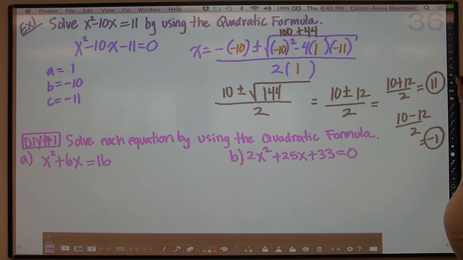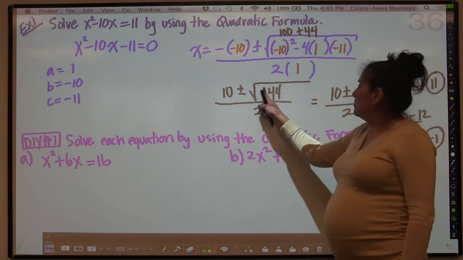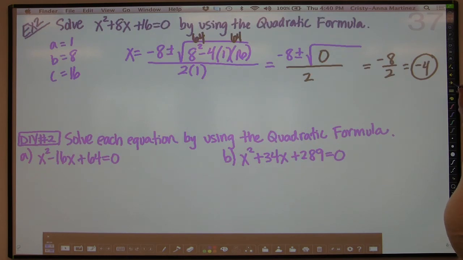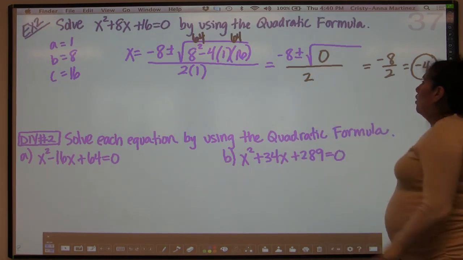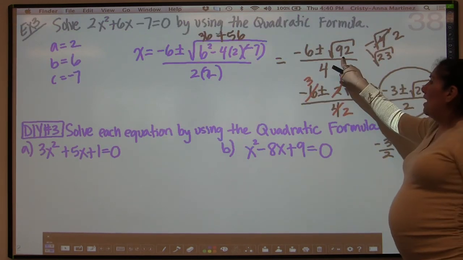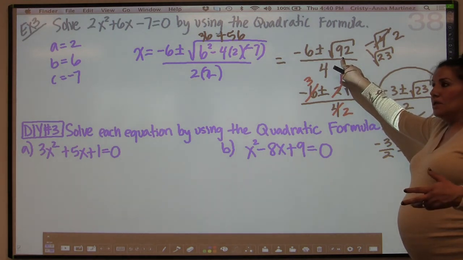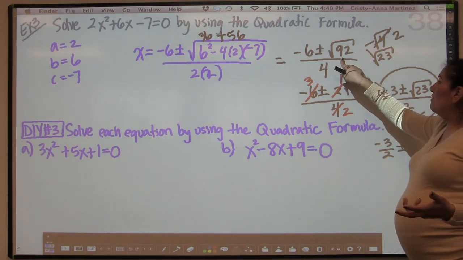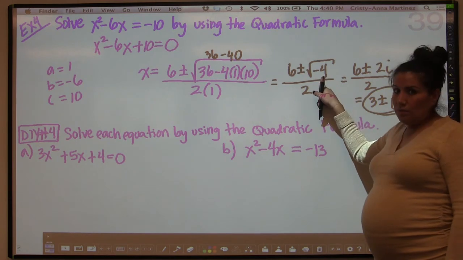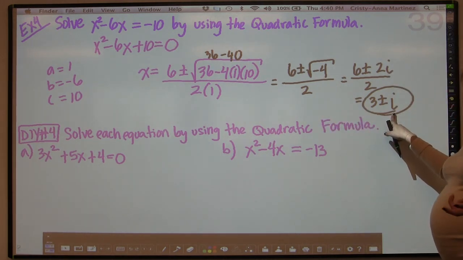In example 1, we got two rational solutions because this was a perfect square number. And it was positive. It wasn't negative. It was a positive number and it was a perfect square, so we got two nice solutions. In example 2, because we got a 0, we only had one rational solution. In example 3, we had a number that was positive, but it wasn't a perfect square, so we ended up with two irrational solutions. And then in example 4, we ended up with a negative number, and therefore got two complex solutions.